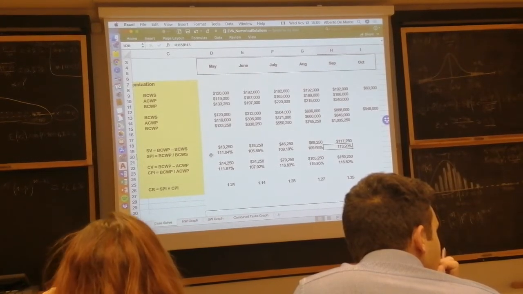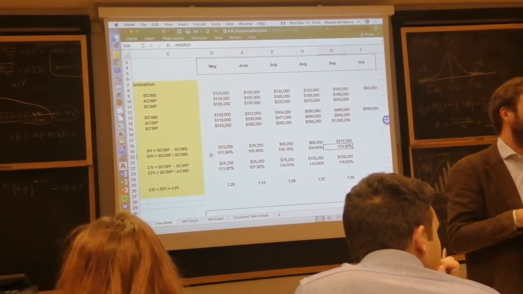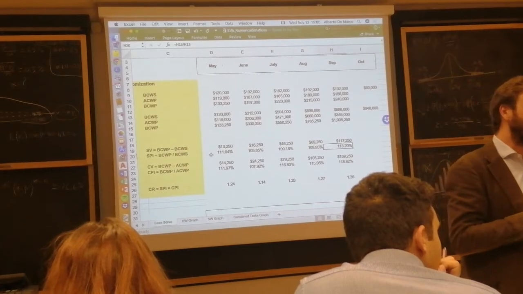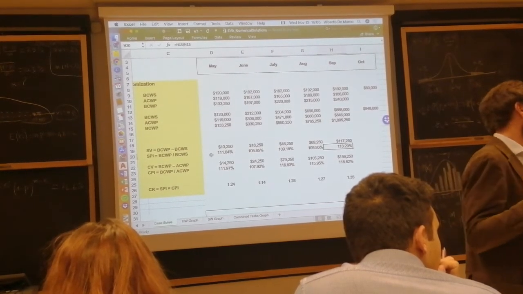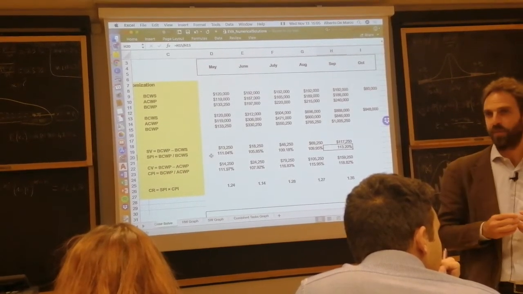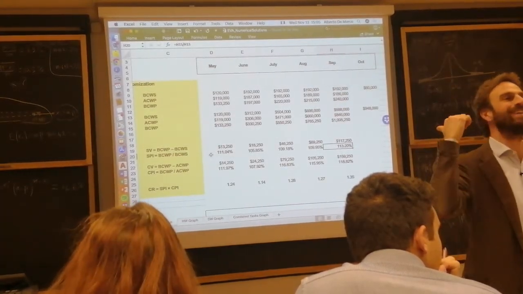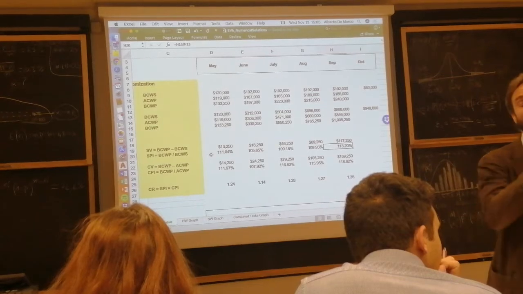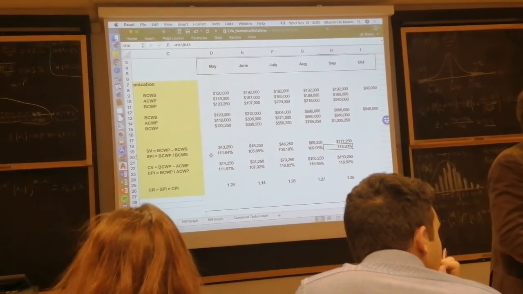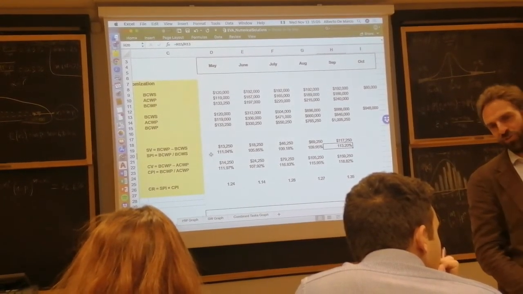Reliable linear estimates at completion. When it's lower than 20% complete, estimates may not be reliable. Also, if you make estimates at completion and do monitoring and control at the end of October, at the end of September, is it really useful? Maybe not, it was too late.